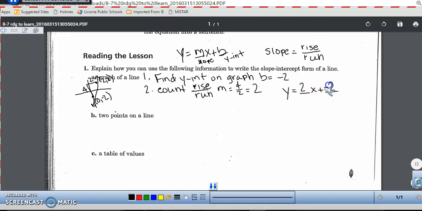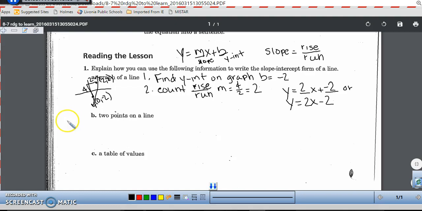How else could I write that if it has a plus and negative? I could also write that as 2x minus 2. Okay? So you can write that one or that way. Alright? I would take either one of those. That's the first one. The second one is 2 points on a line.